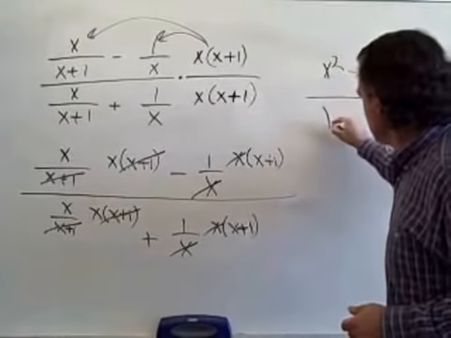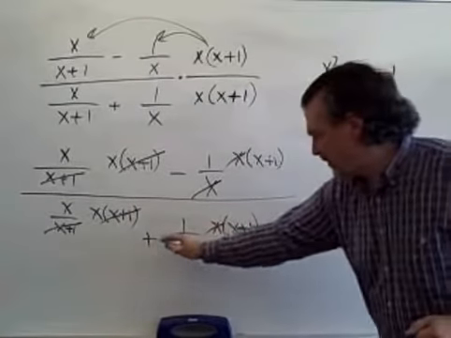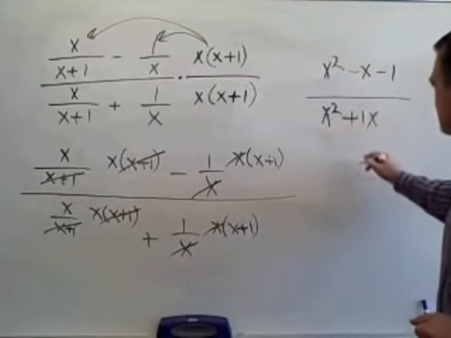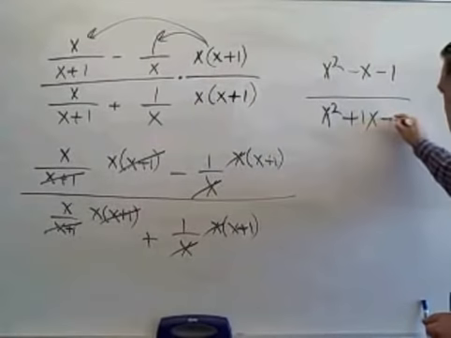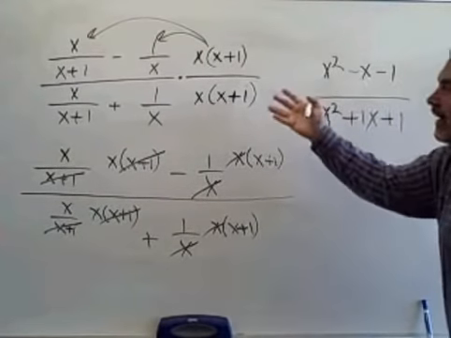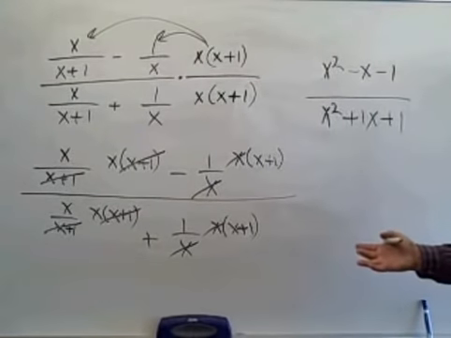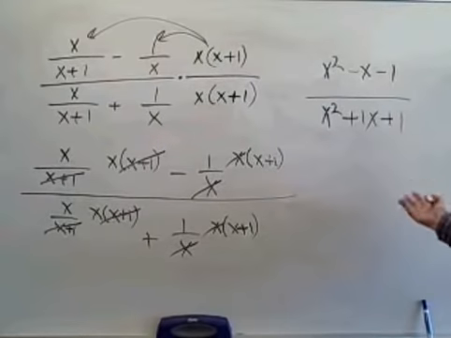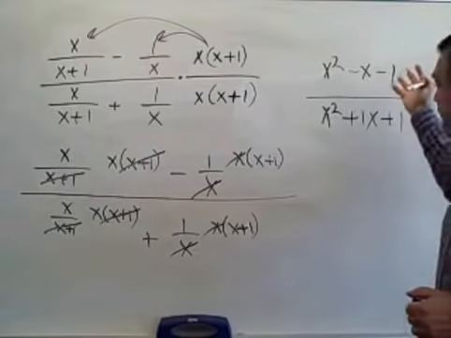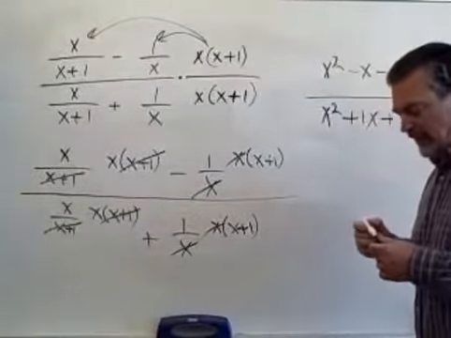x times x is x squared, plus 1 times that binomial. Plus 1 times x is plus 1x, and plus 1 times plus 1 is plus 1. There's our simpler, our no longer complex fraction. And then we would take a look at those trinomials to see if perhaps they were factorable, and we could cancel some common factor, which in this case they are not. So this fraction is equivalent to the original complex fraction we have.